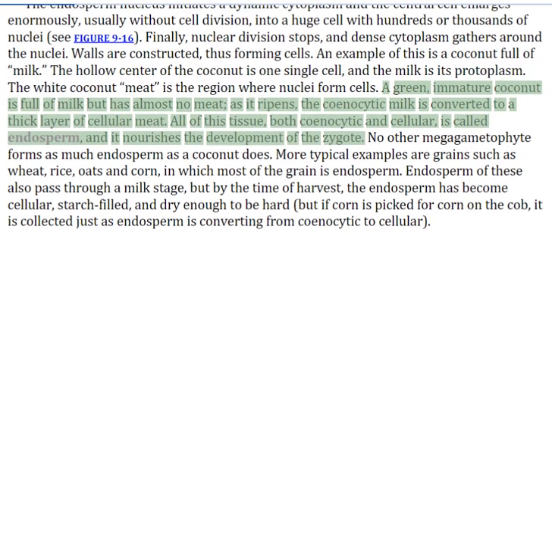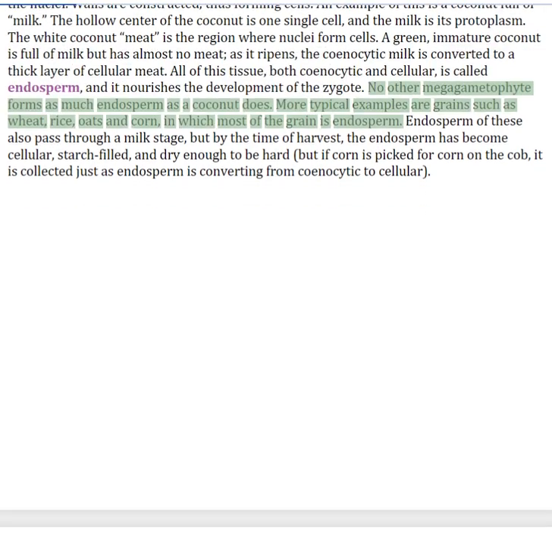A green, immature coconut is full of milk but has almost no meat. As it ripens, the coenocytic milk is converted to a thick layer of cellular meat. All of this tissue, both coenocytic and cellular, is called endosperm, and it nourishes the development of the zygote. No other megagametophyte forms as much endosperm as a coconut does.